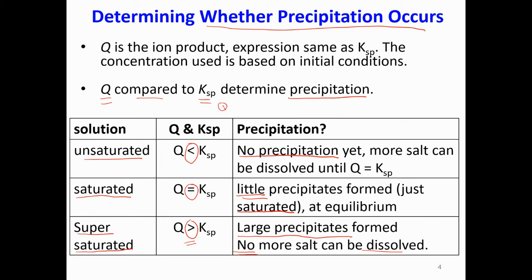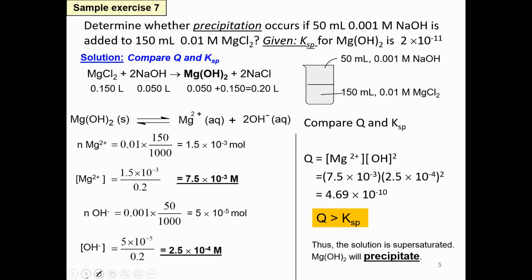When we write down Q, it is the product. Ksp also refers to the product. If Q has a higher value, it means that the product is more. You can imagine when you add in a lot of salt, until one point, the salt can no longer be dissolved and a large precipitate will be formed. At this condition, we say it is a supersaturated solution. So remember, compare Q and Ksp to find out whether precipitate will form or not.